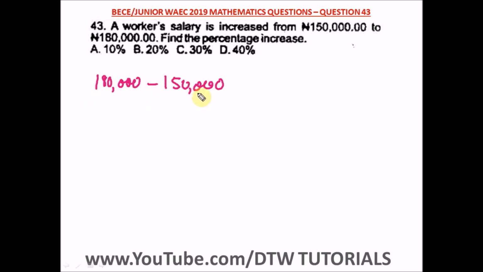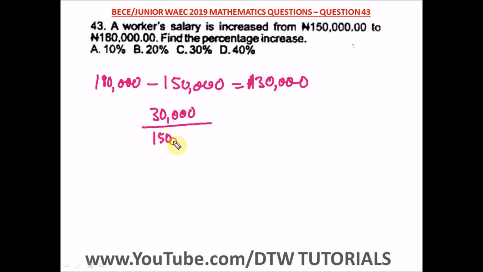All right, so 180 minus 150 will give us what? That will give us what? 30,000 naira. So the amount it increased by is what? 30,000 what? Naira. So it says find the percentage increase. So how do you get the percentage increase? So it will be what? 30,000 divided by his initial salary, which is what? 150.